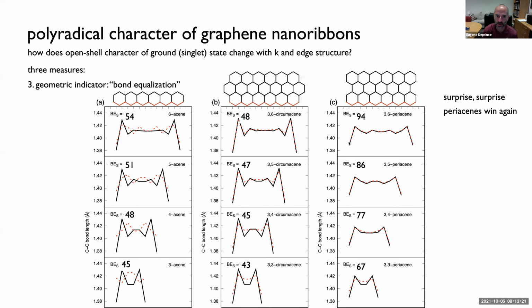I'd also like to point out that these bond length alternation patterns for the singlet and the triplet in the periacenes become almost indistinguishable, which kind of supports the idea that you have unpaired electron density building up at the edges of the molecule in both the singlet and the triplet state, and that leads to the same geometric distortions. And last time I gave this talk in front of my colleagues, it was pointed out to me that this looks like a cat, so there's a picture of a cat.